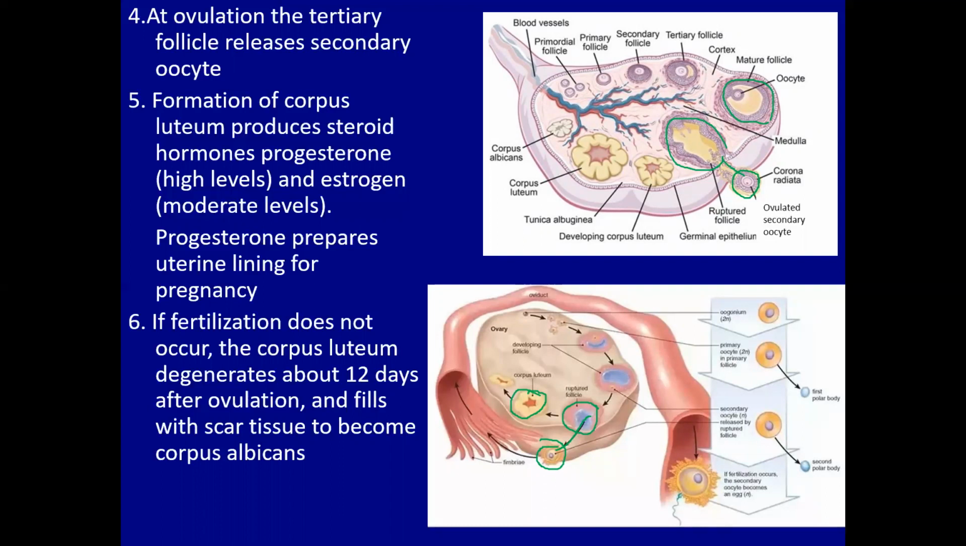But if fertilization does not occur, this corpus luteum will degenerate and it fills with scar tissue and it becomes the corpus albicans. So here is a picture of the corpus albicans. It's not labeled in this picture, but this is the corpus albicans.